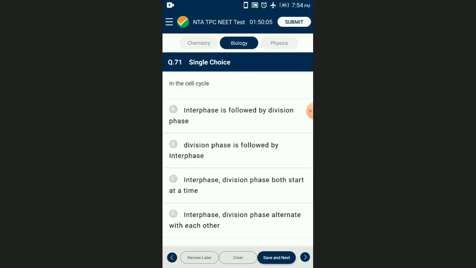Question number 71. In the cell cycle, the sequence of events by which a cell duplicates its genome, synthesizes the other constituents of the cell and eventually divides into two daughter cells is termed the cell cycle. Interphase and division phase alternate with each other. So the answer for this question is option D. In the cell cycle, interphase and division phase alternate with each other.